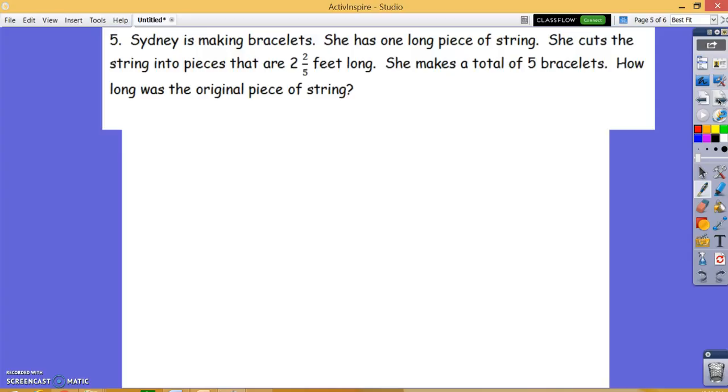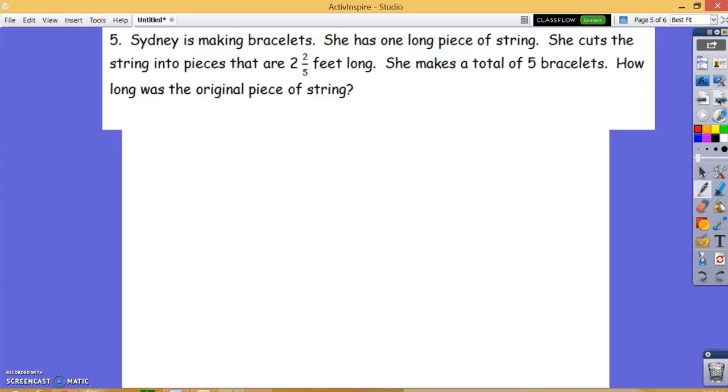Okay, I'm going to talk through number 5 and number 6 so that when you go to do it by yourself tonight, you kind of have a good understanding of it. Sydney's making bracelets. She has 1 long piece of string. She cuts the string into pieces that are 2 2/5 feet long. She makes a total of 5 bracelets. How long was the original piece of string?